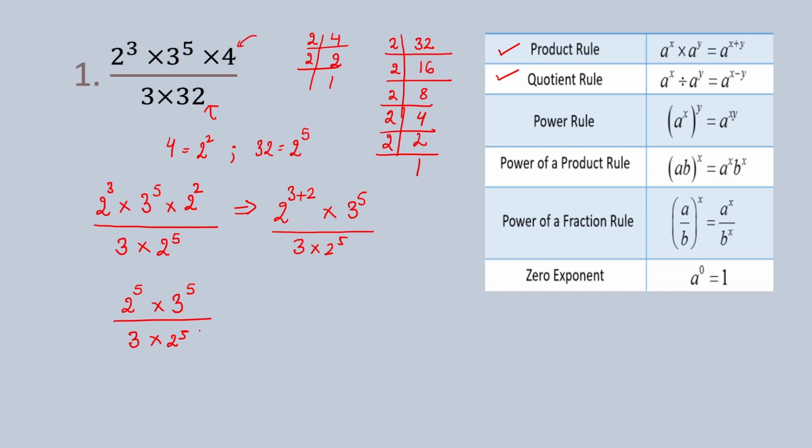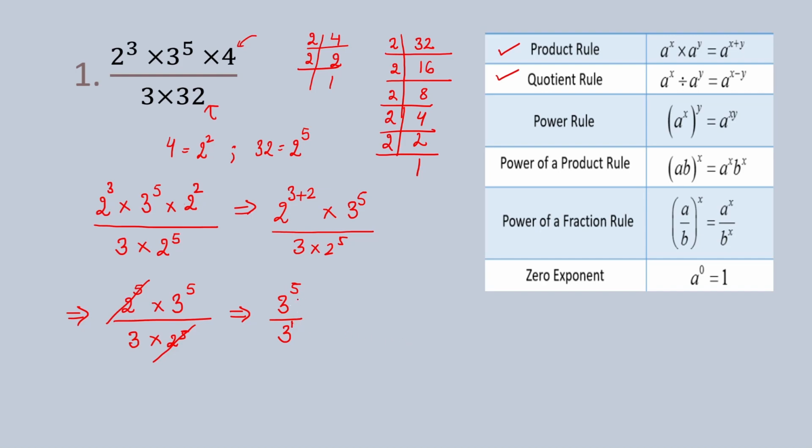If you find any number exactly the same in numerator and denominator, try to cancel it then and there. If they are not exactly the same, then apply laws of exponent. As you see in this example, 2 raised to the power 5 in the numerator as well as 2 raised to the power 5 in the denominator. So we can cancel this. You will be left with 3 raised to the power 5 upon 3. As there is no exponent, that means 1 is always present.